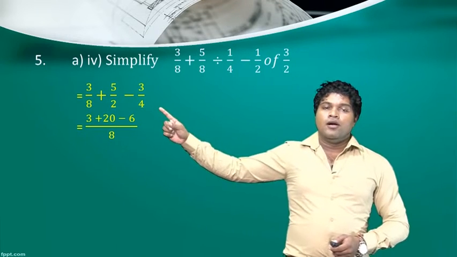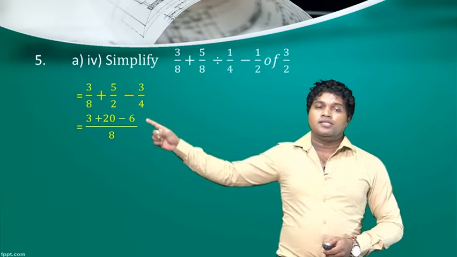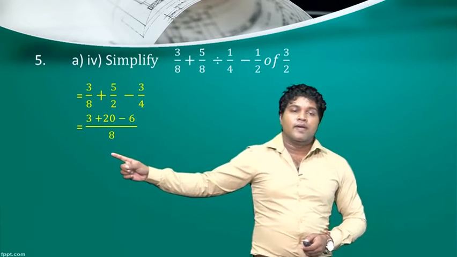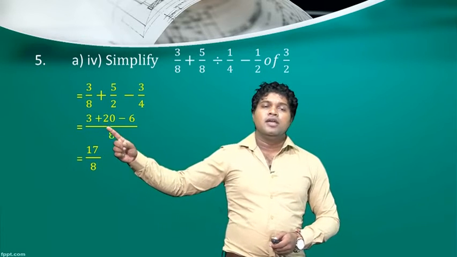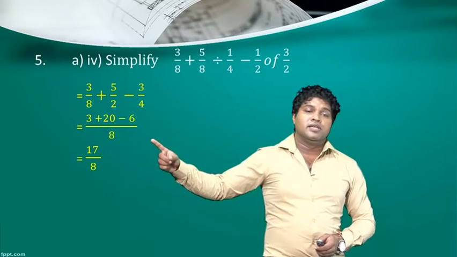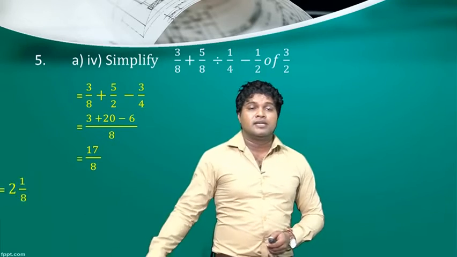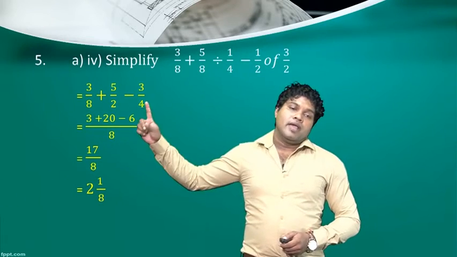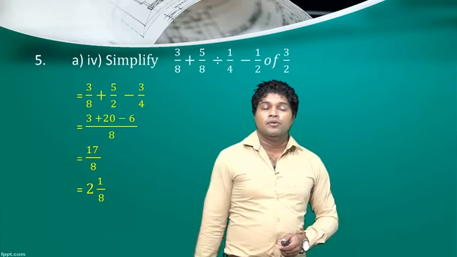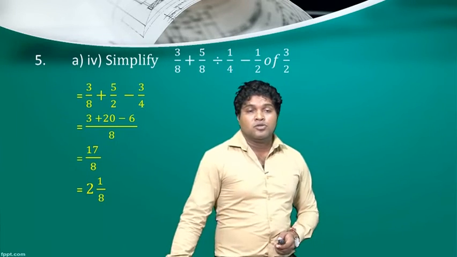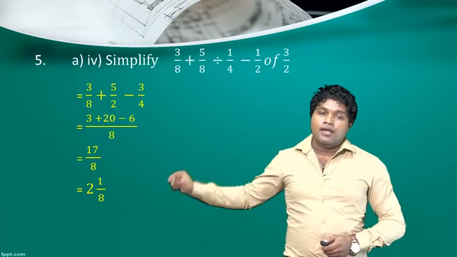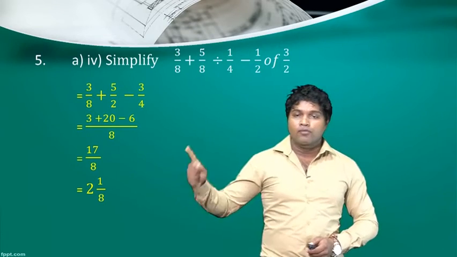And you know also 8 to 4 multiples 2, 2 into 3 is 6. You know how to simplify further, because 3 and 20, 23. When you subtract 6 from 23, 17 over 8. 17 over 8 is an improper fraction. Then you have to simplify until a mixed number: 17, 8 multiples 2, 1 is remaining out of 8. The final answer is 2 and 1 over 8.